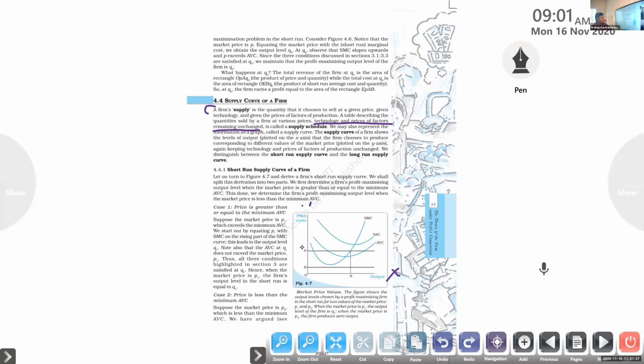Clear or not? Okay, so the firm will always think about the technology they are using and the cost of production. Then they will choose the quantity to produce and sell in the market. So all these things are clear or not? So you know what is supply, what is a supply schedule and what is a supply curve. Right? Yes or no?